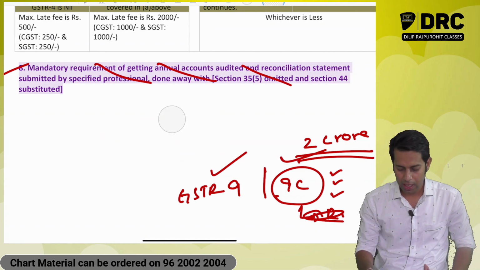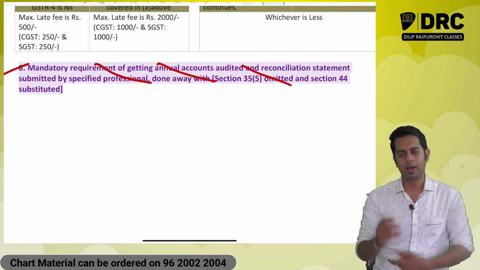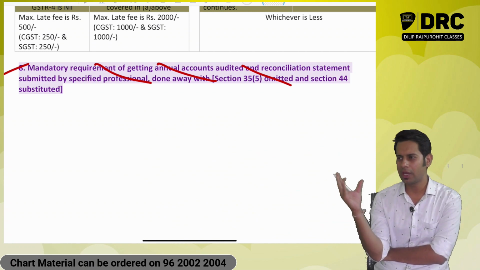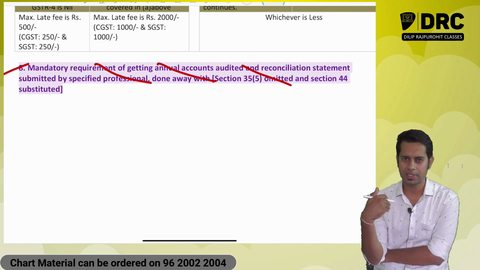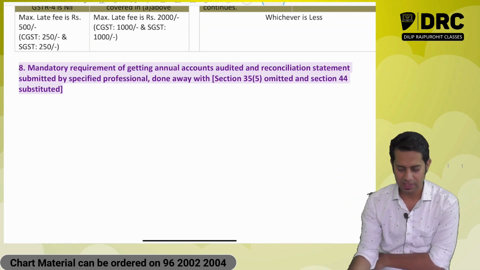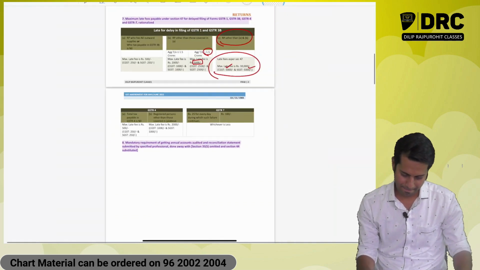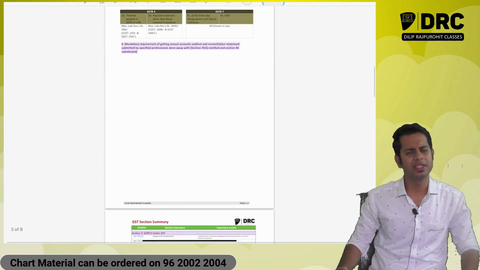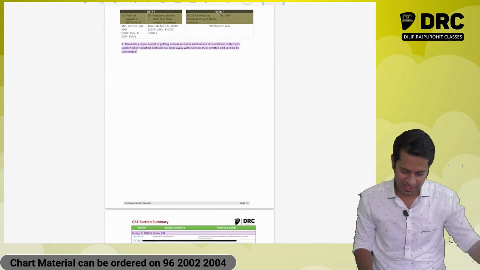So there is no authentication which is required to be given by chartered accountant or cost accountant. The registered person can himself submit this GSTR 9 as well as 9C. Okay, so these are the major amendments which were there in your GST law.